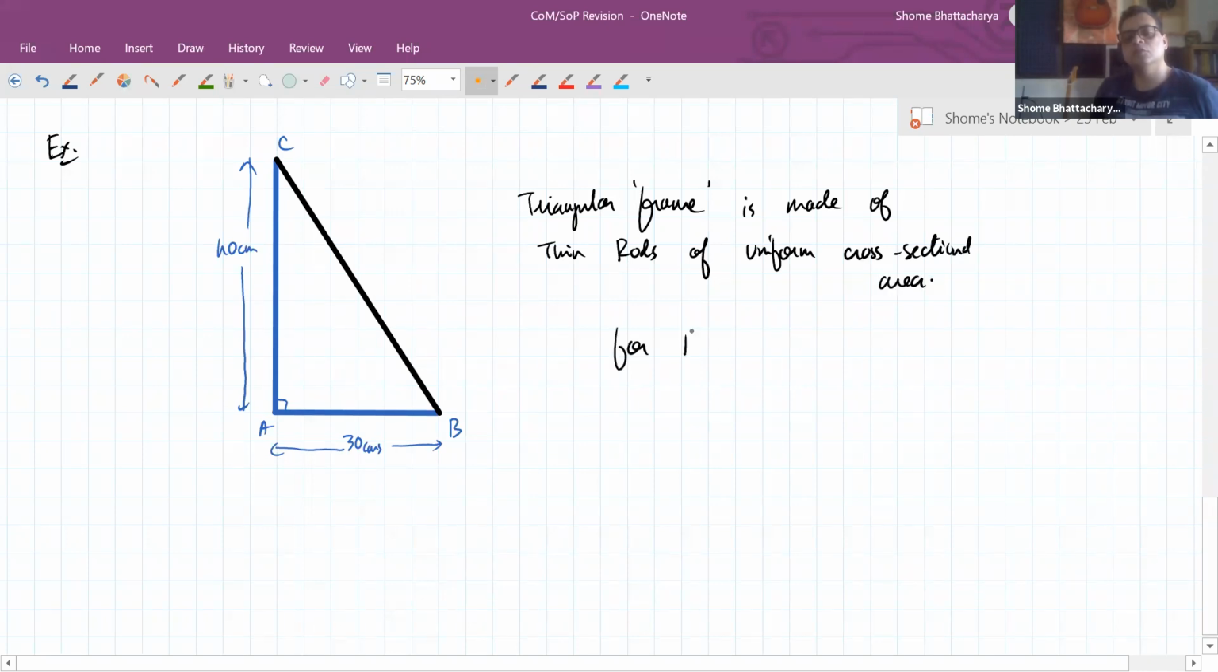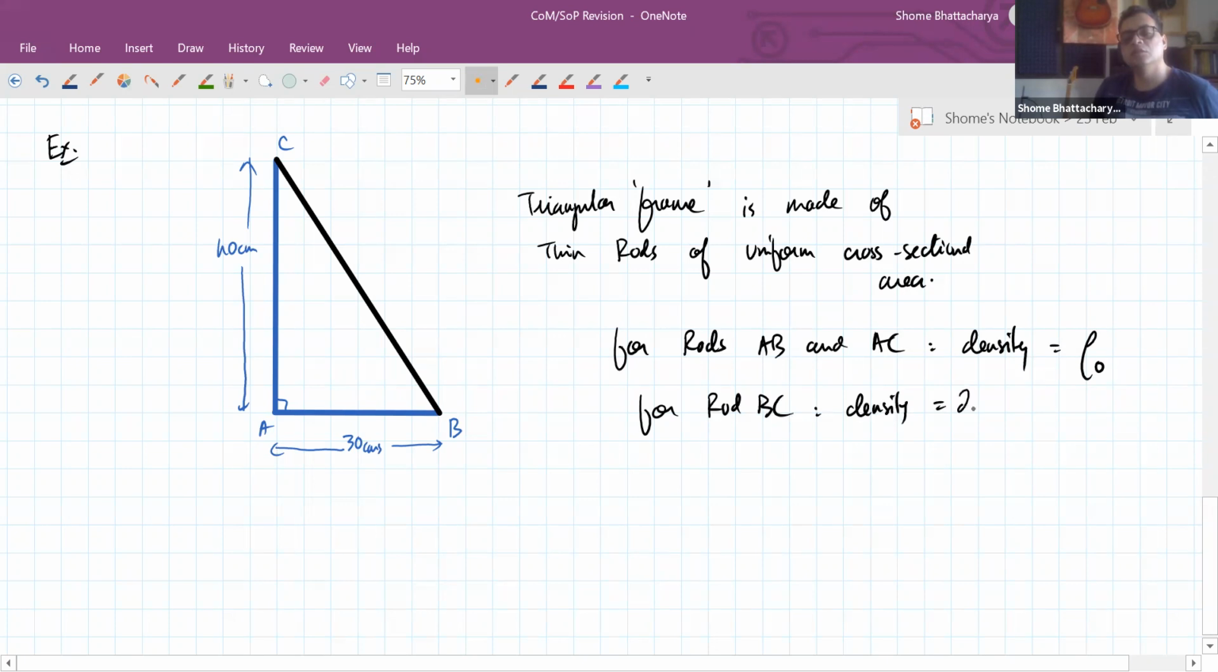Now, for rods AB and AC, the density of the material is rho naught, but for the rod BC, the density is equal to 2 rho naught. So this is heavier. In terms of mass per unit volume also it's heavier. The density of this rod BC is more.